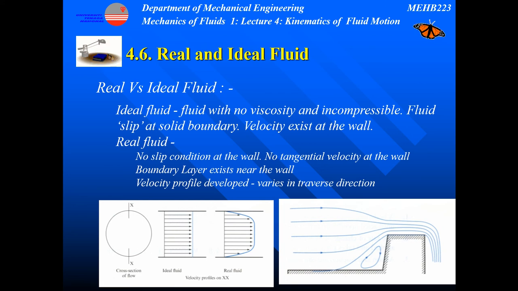Basically all fluids are real fluids, because in a real fluid there is the no-slip condition at the wall, meaning at the wall you should have zero velocity, because the fluid molecules tend to stick at the wall. So there is no tangential velocity at the wall, a boundary layer exists near the wall, and the velocity profile develops. That's why you see the difference in the velocity here. The velocity is higher as you go far from the fixed wall.